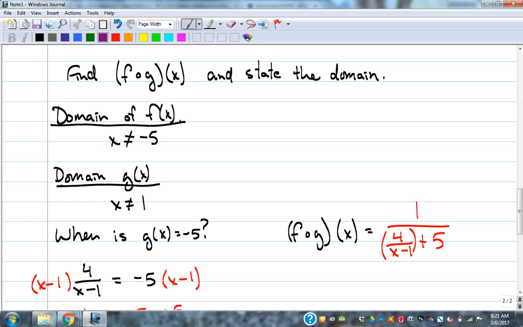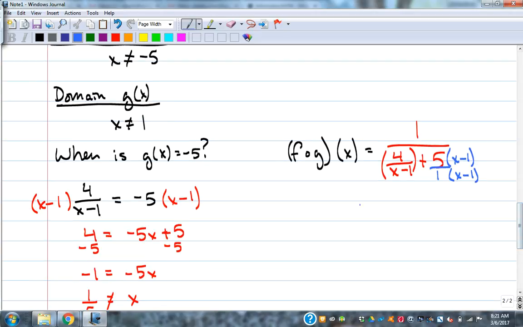The denominator the same. So the denominator on this fraction is x minus 1. So this one has a denominator of what? 1. It needs to be x minus 1. So we would multiply top and bottom by x minus 1 to get that the same. So that's 1 over 4 over x minus 1 plus 5x minus 5 over x minus 1.